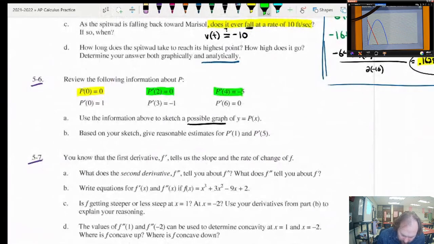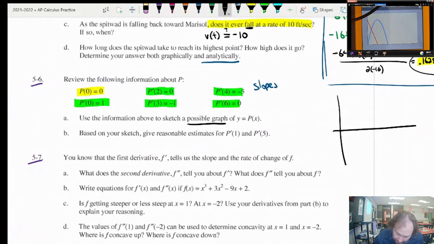I'm also looking at all the other information. These are all derivatives, which means these are all slopes of our graph at certain x-values. I notice that they go from 0 up to 6, so I'm only going to graph the right side of the axis. I know this graph has the point (0, 0) on it, but everything else I know about it is a slope. For example, p prime of 0 is 1, so at this point the slope is 1.